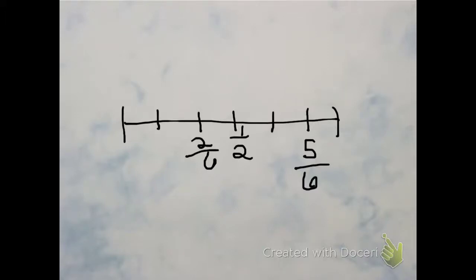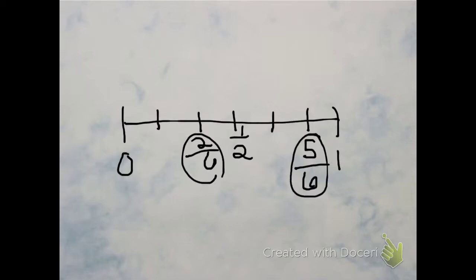We already know how to identify numbers on a number line. We know that this means 2/6. We can identify that this is 5/6. Today we're going to learn that when you identify a fraction on a number line, it can also be called by another name. Just like the other day we learned that fractions can have more than one name.